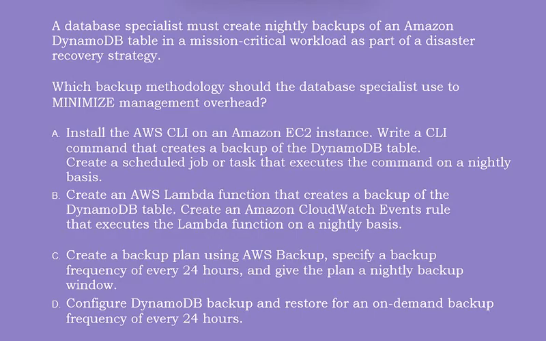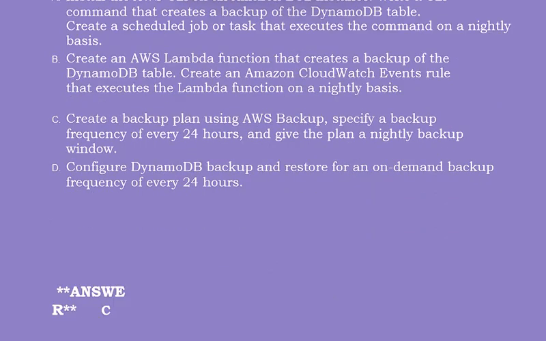Option C. Create a backup plan using AWS Backup. Specify a backup frequency of every 24 hours and give the plan a nightly backup window. Option D. Configure DynamoDB backup and restore for an on-demand backup frequency of every 24 hours. Correct answer is option C.